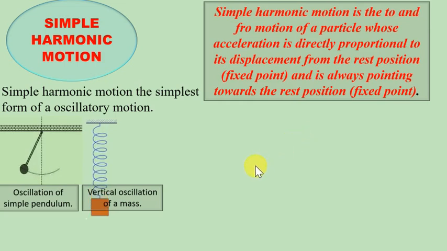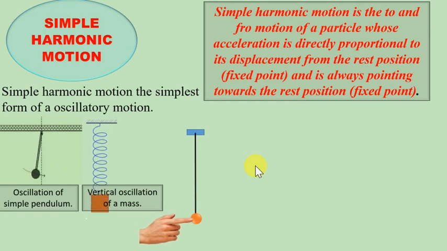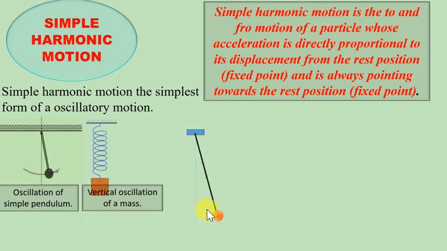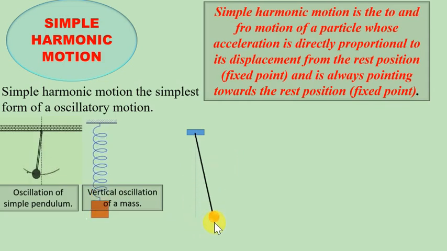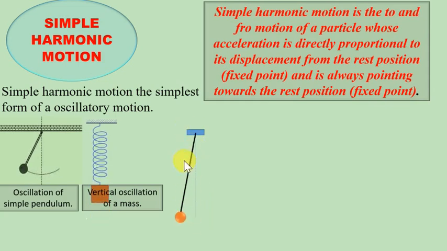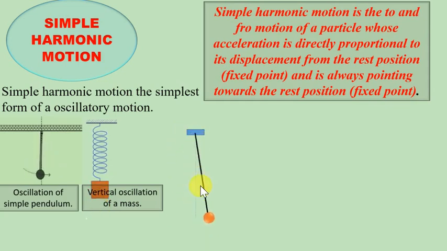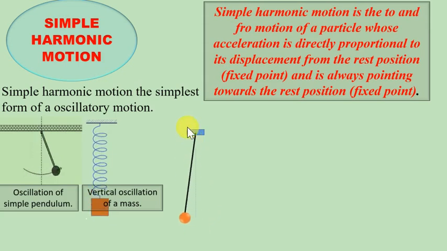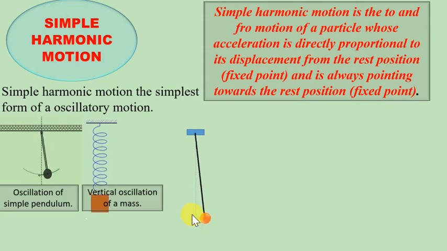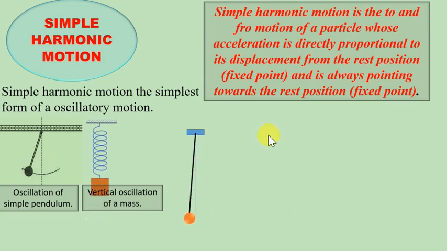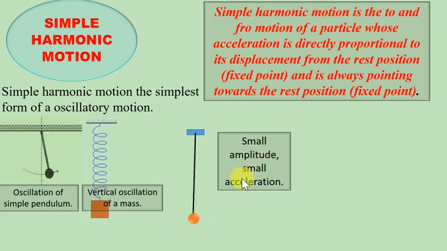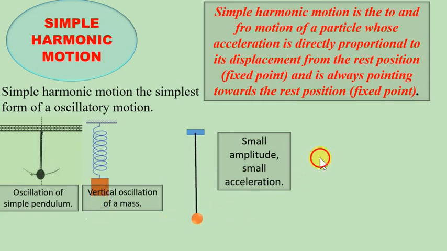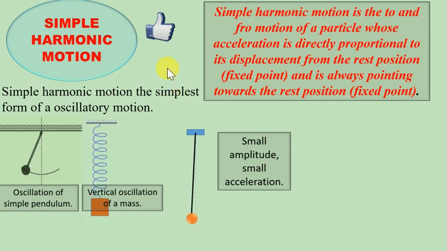Now let's see, how is it related to the displacement? Here we have a simple pendulum displaced through a small angle, 15 degrees, and released. It vibrates to and fro about this center, the fixed position. As it vibrates to and fro about this center, that vibration will continue for a very long time. So therefore, you have a simple pendulum displaced through a small angle. The acceleration or the motion is slow. Now, if we increase the angle, what are we going to see?